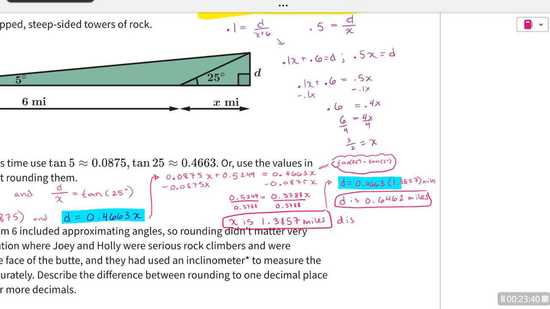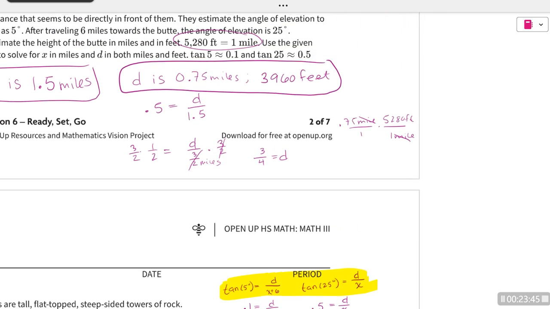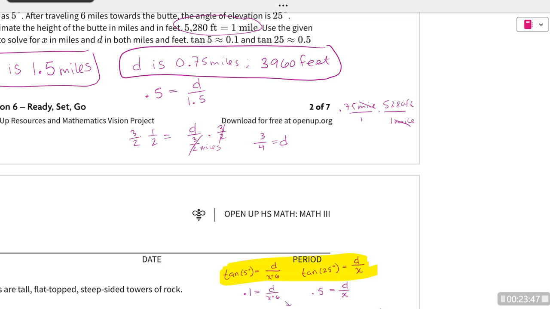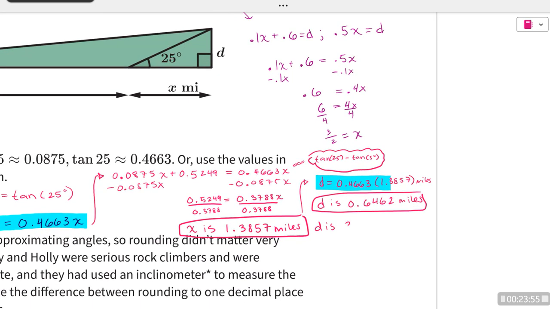And d is, remember, to get that number in feet, I have to multiply by 5,280. So 5,280 times our 0.646, we get about 3,411.75. And I'll keep the 4 decimal places trend we've been going with. So 75436, I'm going to round that up to 4. And that is our conversion in feet.